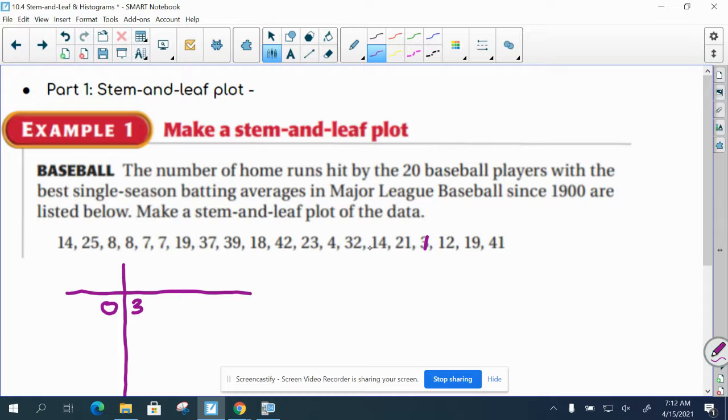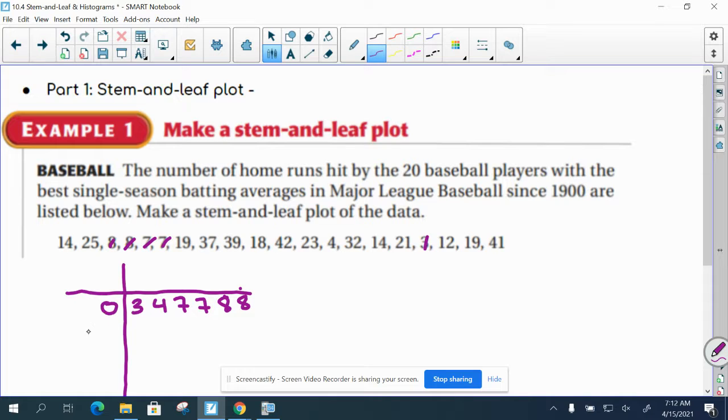Okay, so our next number would be 4. So I would put the 4 next because it has a stem of 0 and a leaf of 4. And then we've got 7, 7, 8, and 8. You don't need commas between them. You just list them out like that. I'm going to cross off the numbers that I already used. Okay, so next we're going to do the tens.